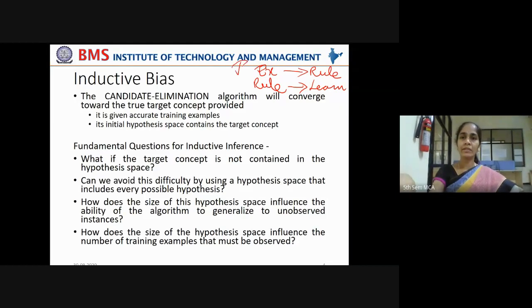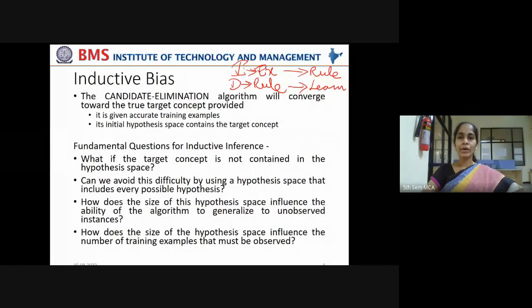This is called inductive learning. This is called deductive learning, right? If you are trying to infer rules from observations, it is inductive learning. If you are trying to learn a concept from existing rules, then it is deductive learning. Okay, let's move forward. The candidate elimination algorithm will converge towards the true target concept.